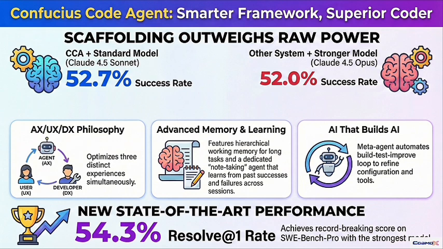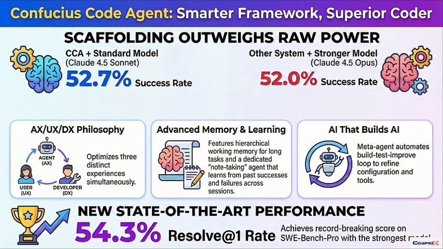They suffer from what I'd call the genius in a chaotic office problem. A chaotic office. Yeah, you could hire the smartest person in the world, but if their workspace has no filing system, constant noise, and zero project history, they're going to fail. That's AI coding today. So how does this Confucius Code Agent, CCA, clean up that office?